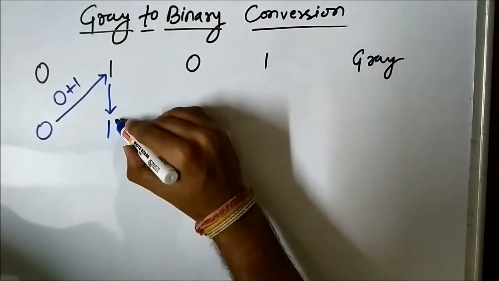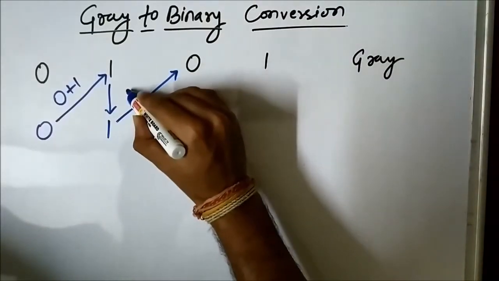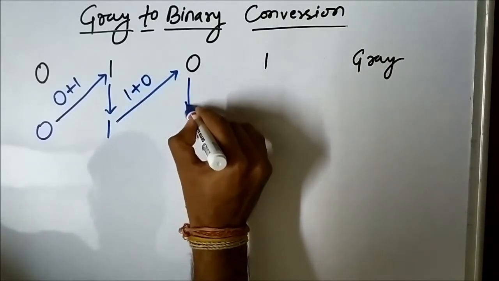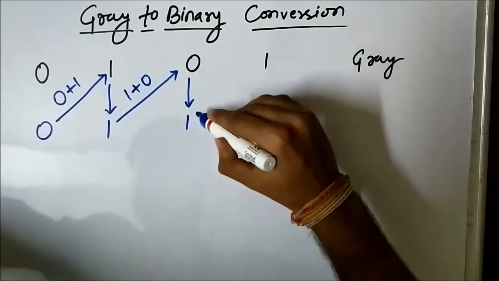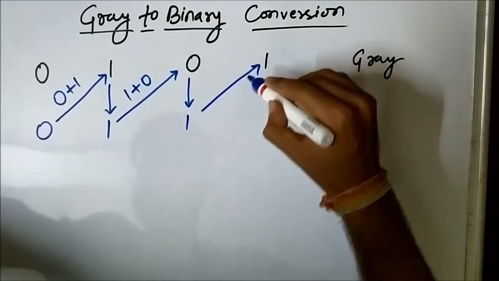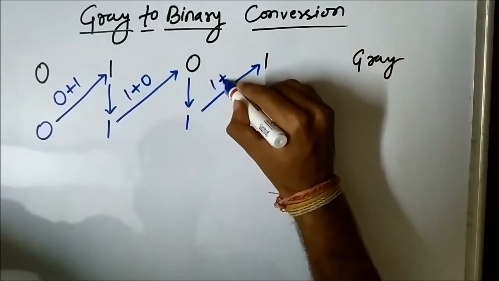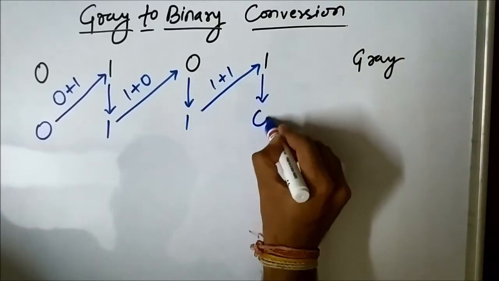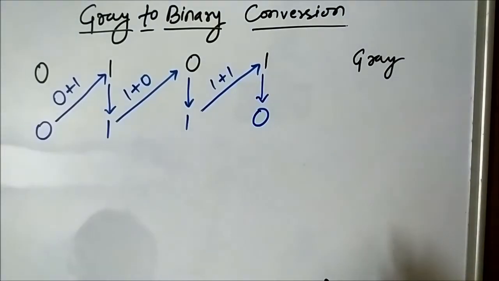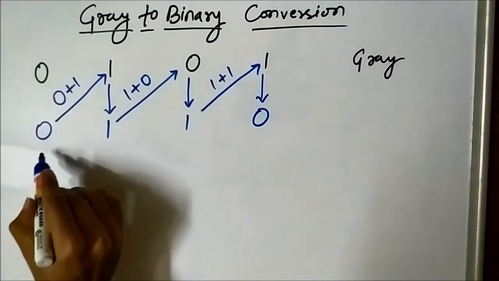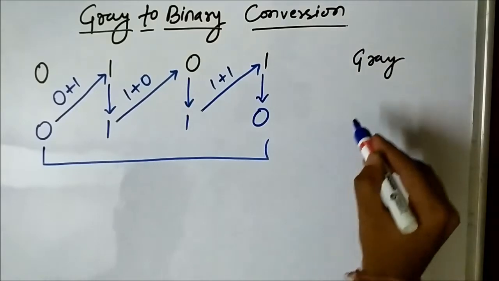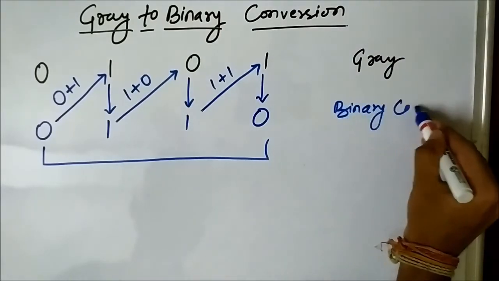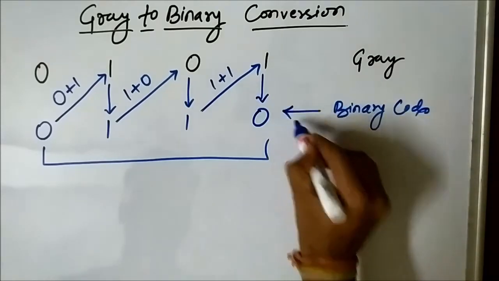Then we'll add the result with the next bit of the gray code, 1 plus 0. The result will be 1. Then we'll add this result with the next bit of the gray code, that is 1 plus 1. Here we will consider the sum part, sum is equal to 0, and we will discard the carry equal to 1. So this is the required binary code.